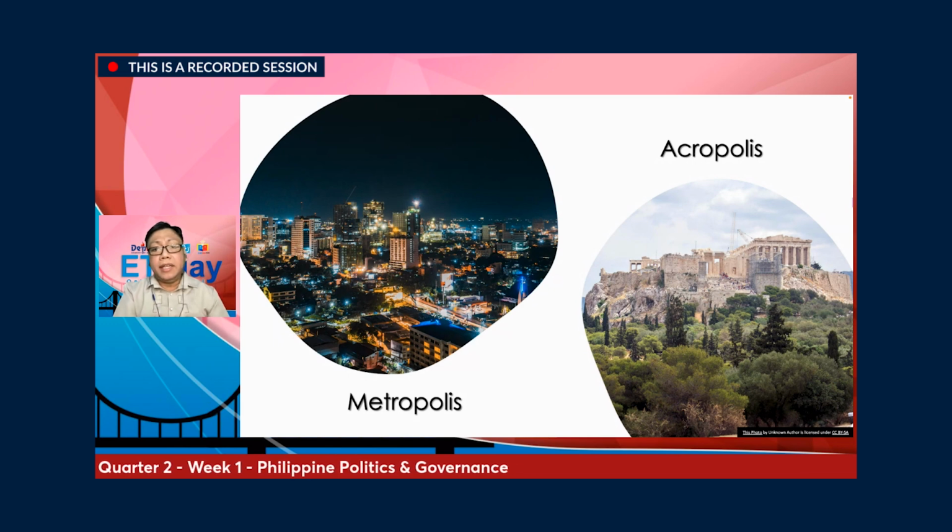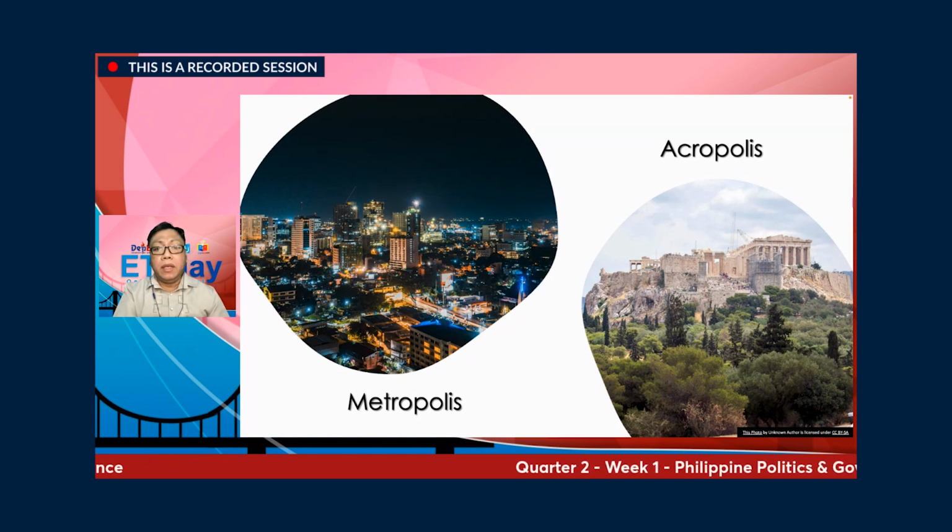So, yan, ancient Greece yan. Doon sila Plato at Socrates at Aristotle. They talk with people in these Parthenons and they talk about philosophies. And this is what we call Acropolis. Acro means height, polis means the city-state. This is the city on heights.